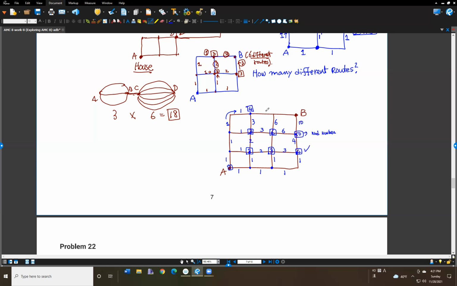This 4 moves to the right. 6 plus 4 at this node is a 10. This number 10 moves to the right, only one way. Finally, you got what? 10 plus 10 is what? There are 20 different paths.